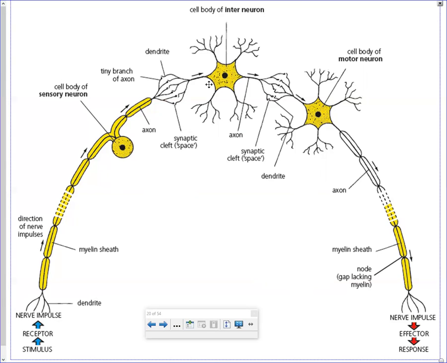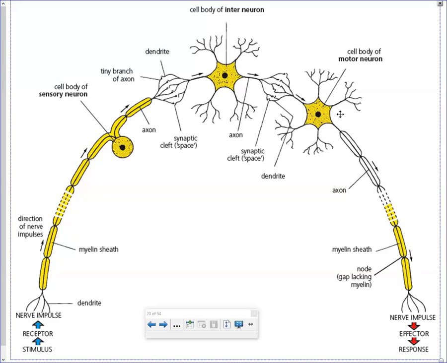These are the dendrites of the interneuron. So you can see here there's a synapse, there's the synaptic cleft, or the space between the axon of one neuron, or the axon of the sensory neuron, and the dendrites of the interneuron. So we've got dendrites again running to the cell body, and then you've got the axon running away from the cell body, and then you've got the synapses between the axon of the interneuron and the dendrites of the motor neuron.